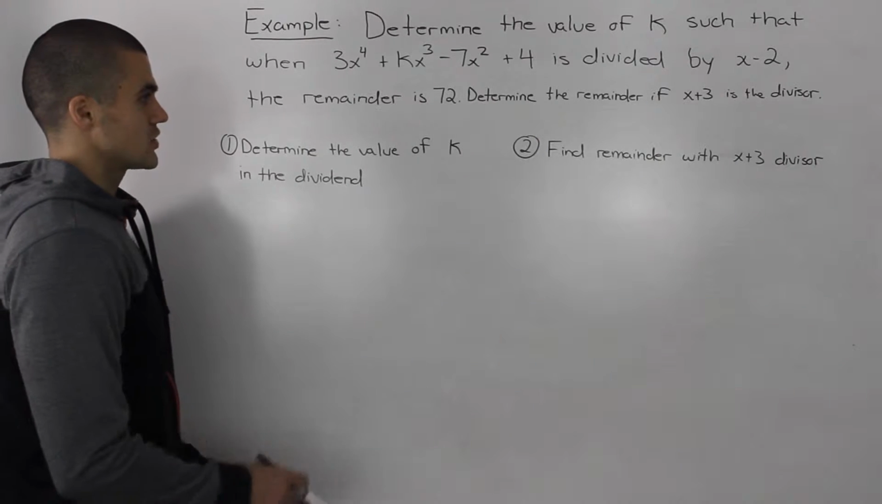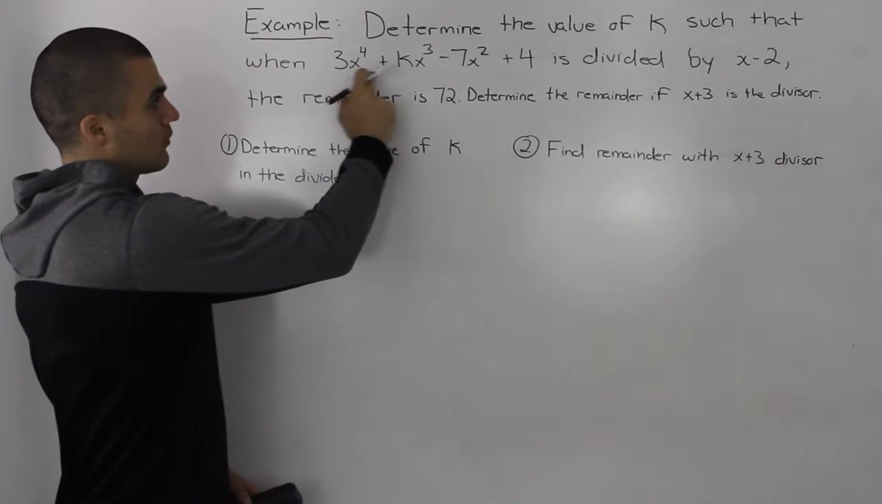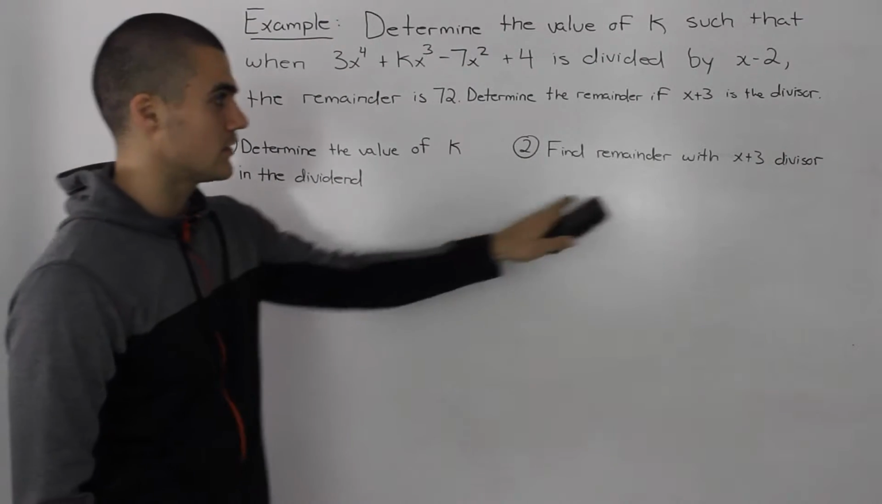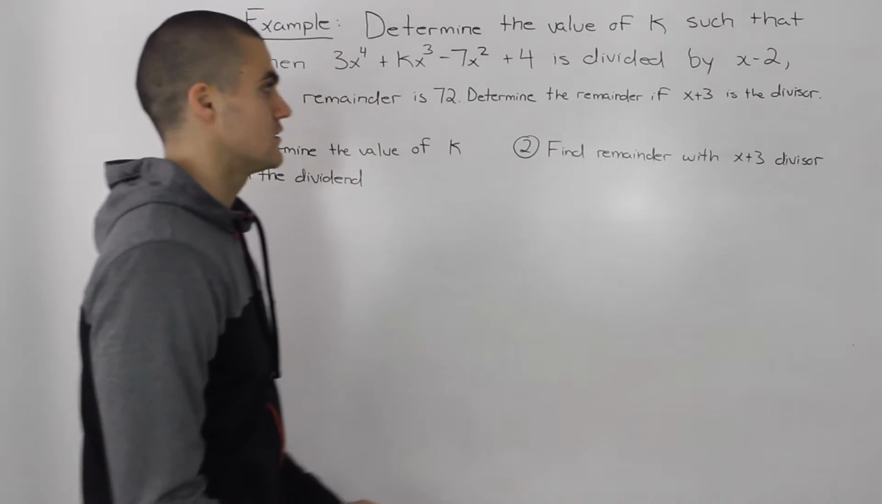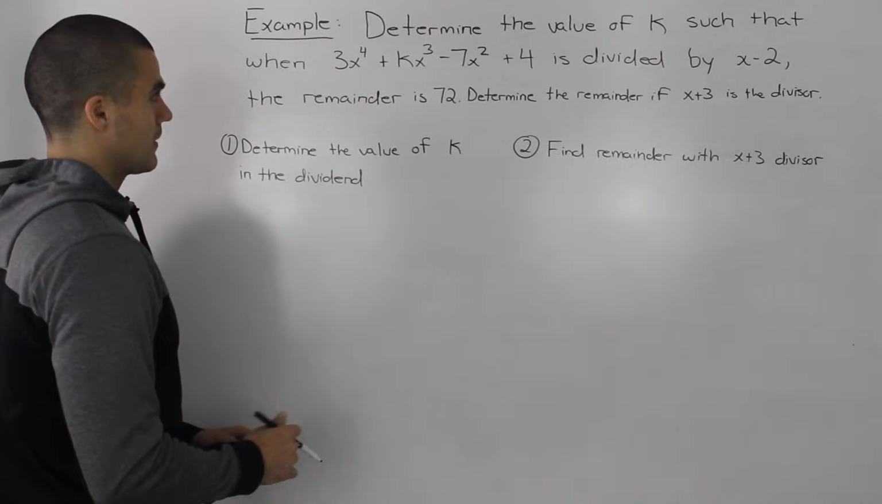Okay, so this question is split up into two parts. First we have to find the k value in our dividend, and then we have to find the remainder with that dividend when x plus 3 is the divisor. So for part 1, we can use the remainder theorem.